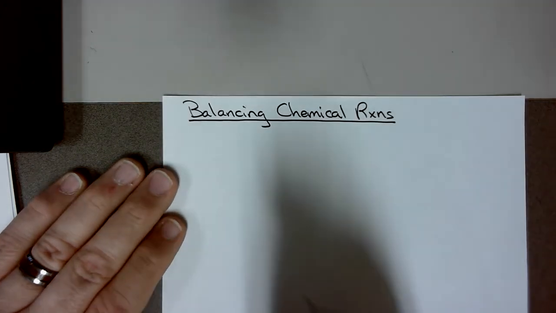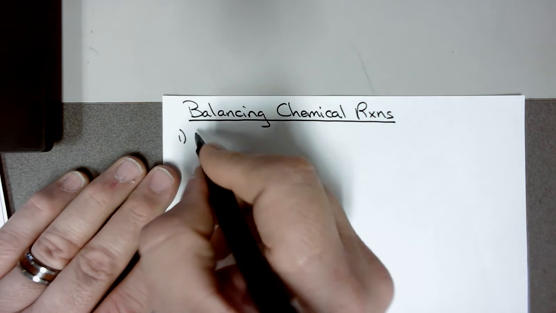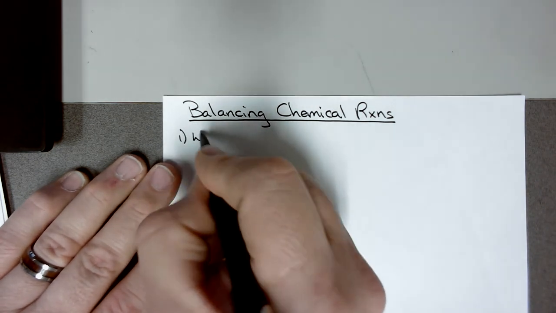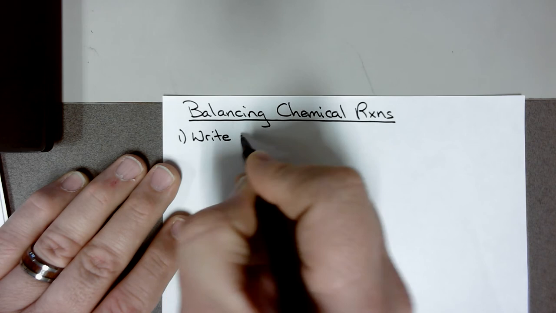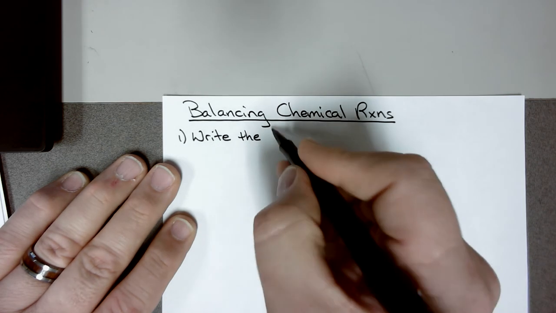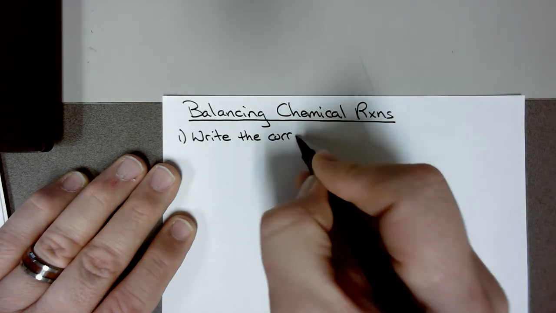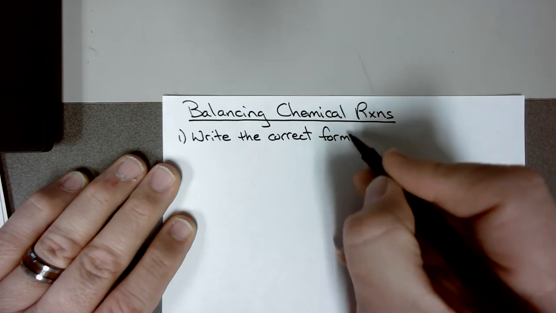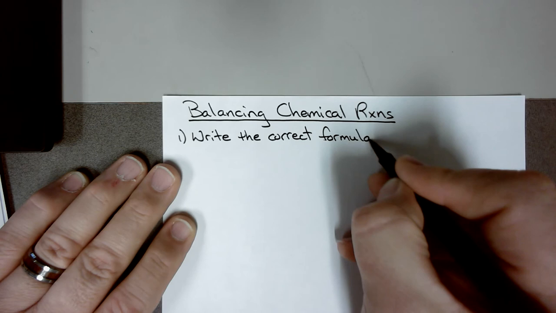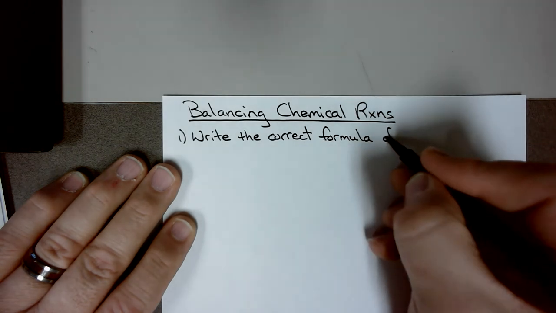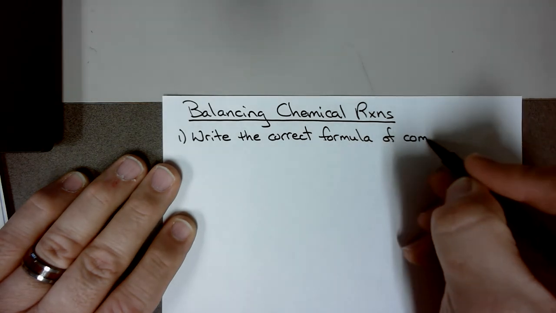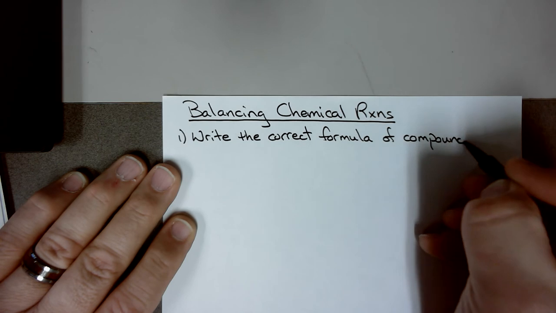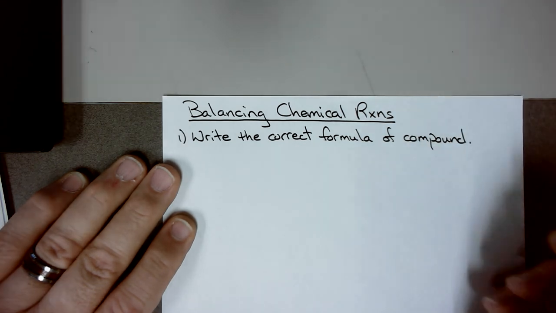First, and most important, is write the correct formula of the compounds. If you do not write the correct formula, you cannot balance it. And once you have the correct formula written, you cannot mess with that formula. You cannot mess with the subscripts. You've got to leave it alone. We use coefficients to do the balancing. So do not mess with subscripts once you've written the correct formula.